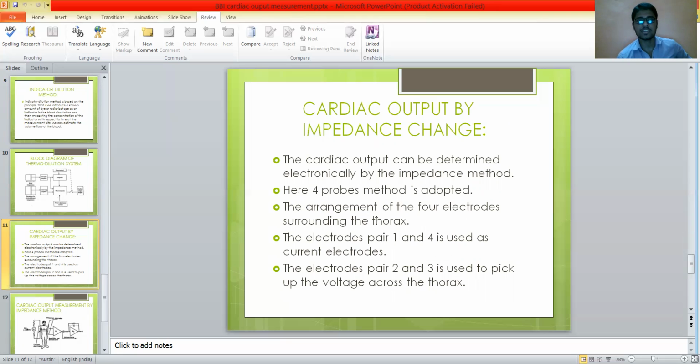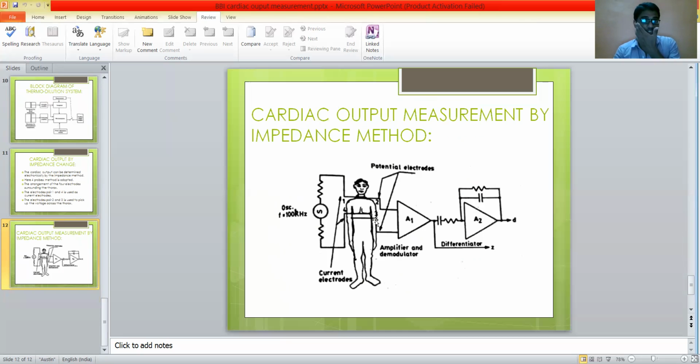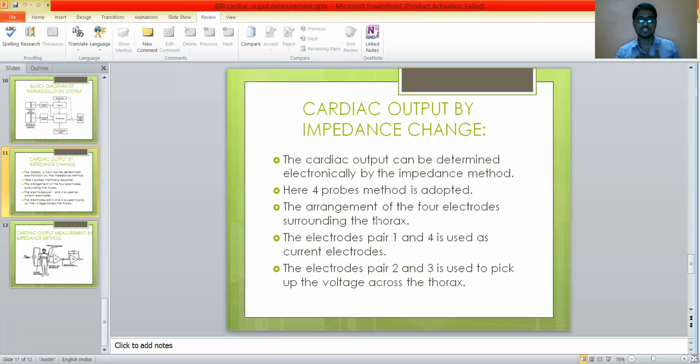The cardiac output can be determined electronically by the impedance method. Here a four-probe method is adopted, with the arrangement of four electrodes surrounding the thorax. You can see this image: one, two, three, four. Four electrodes are situated along the chest region of the human being, attached to the skin. We can obtain the cardiac output through impedance change with the help of the probes.